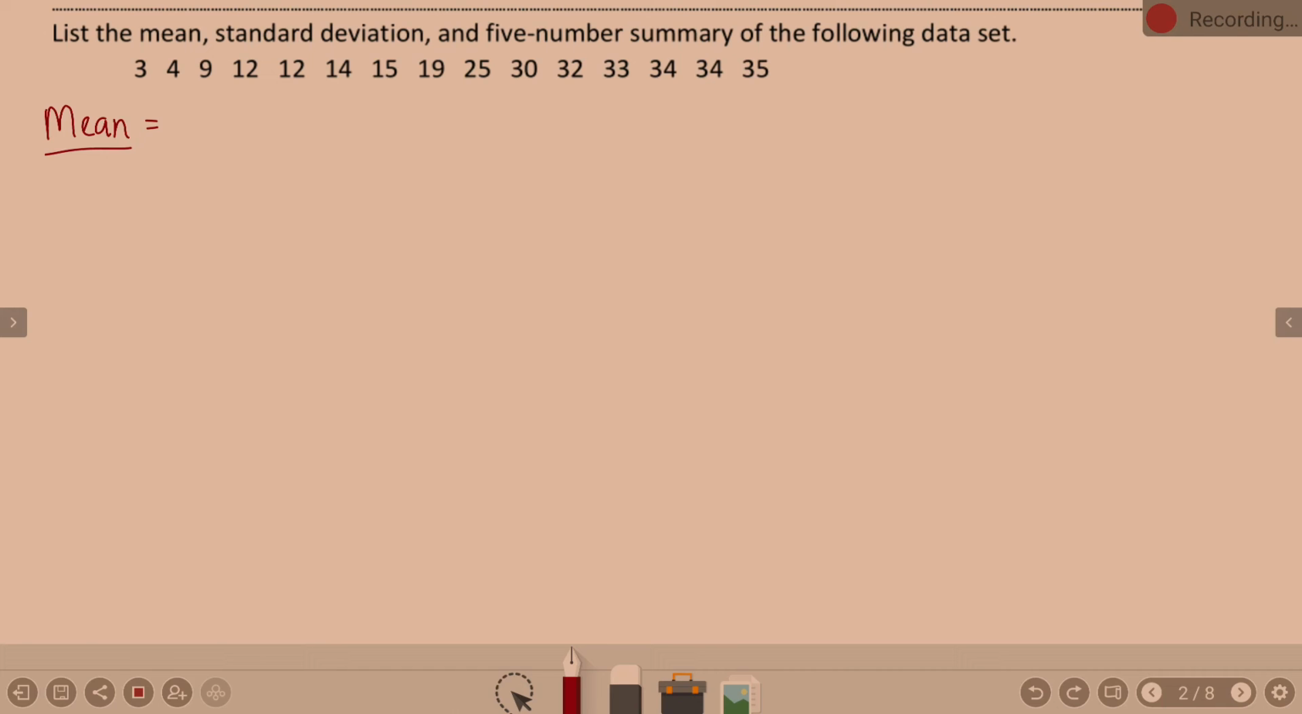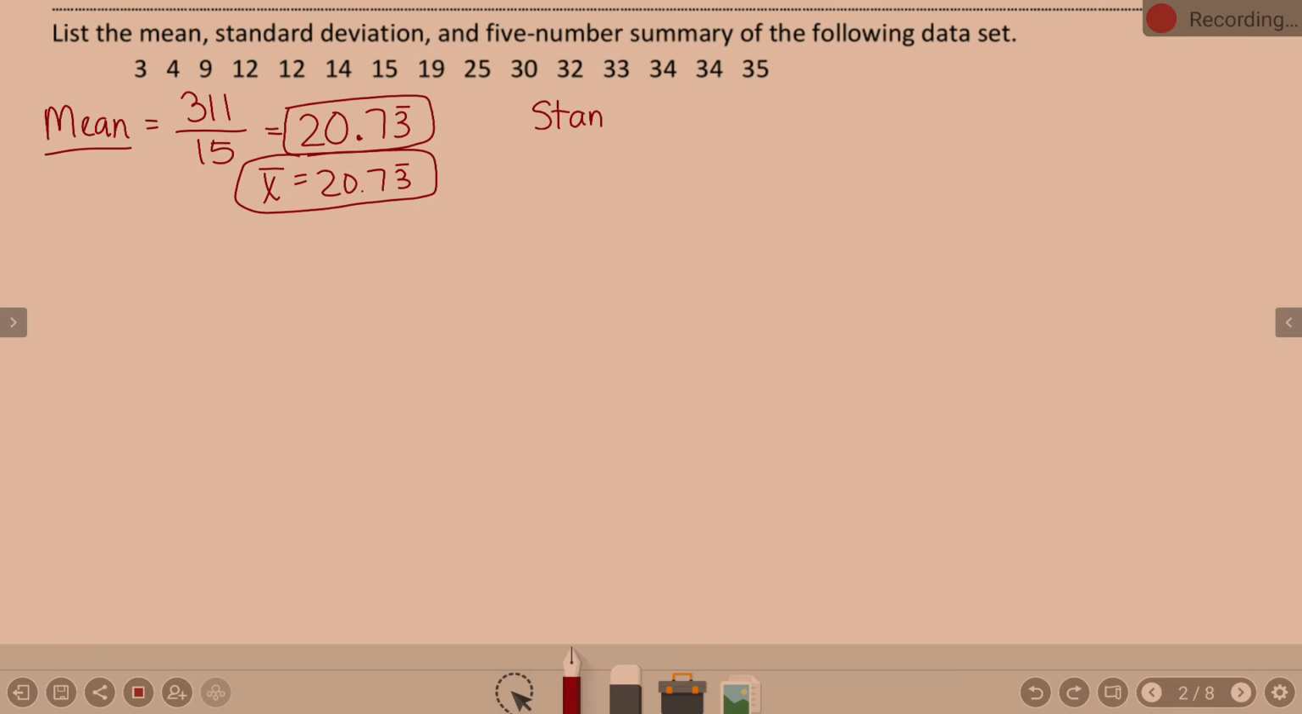What'd you guys get? What do these add up to be? 311. What are you dividing by? 15. What is 311 divided by 15? 20 point what? 20.73 repeated. Okay, 20.73, and the 3 is repeating. Remember, mean is also expressed as x bar. So you could also think of it as that. Okay. Standard deviation. Grab the iPads. Try it again.